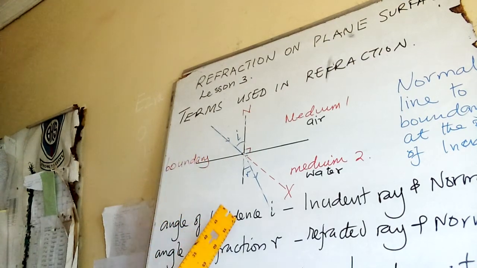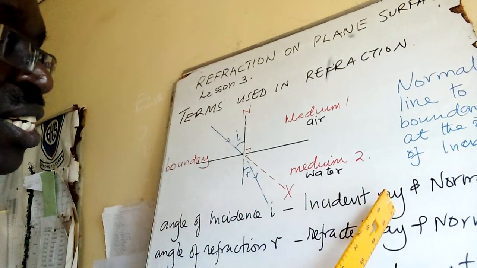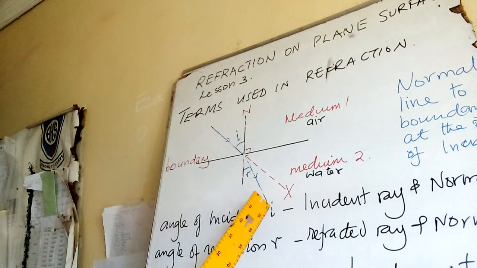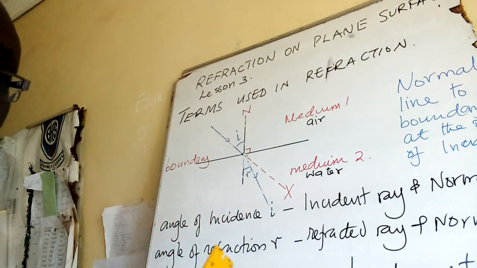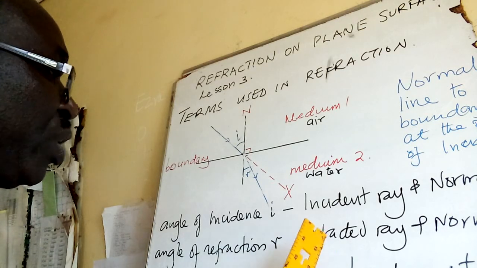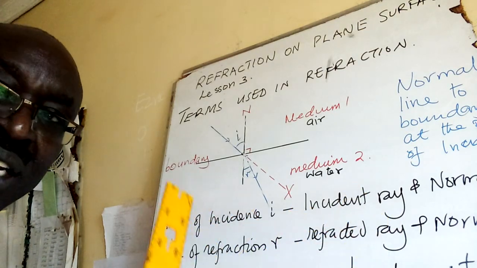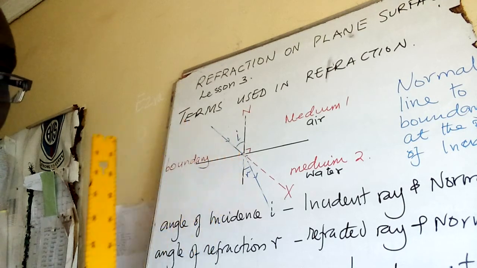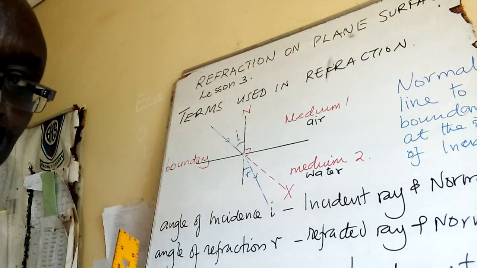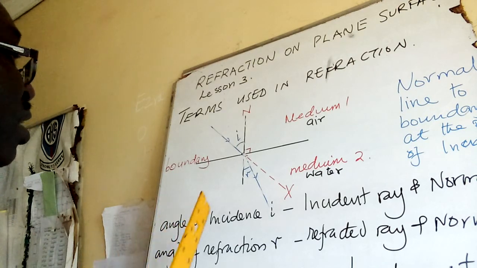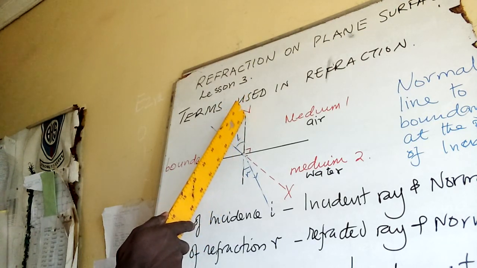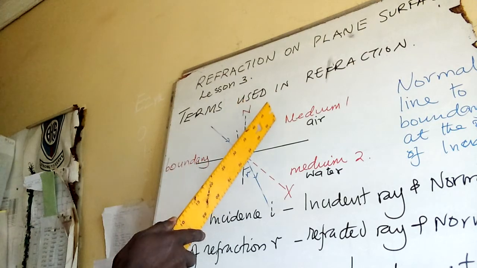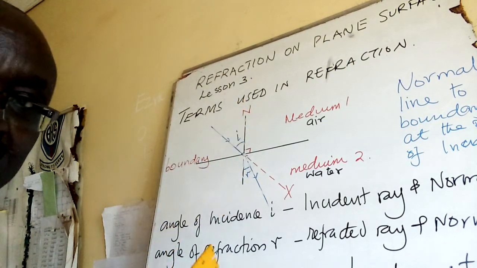Now, angle of incidence i is the angle between the incident ray and the normal. And when we have the refracted ray, it forms the angle of refraction between the refracted ray and the normal. So this is the incident ray. At the point where it touched the boundary, which we call the point of incidence, you draw the normal. The normal which we draw should not be on only one medium. It should be on the two, from one medium to the second. Always.